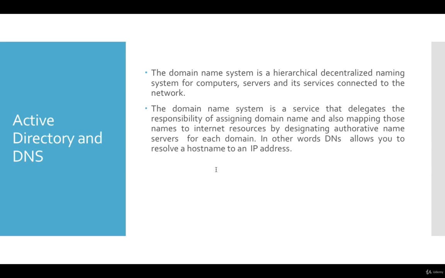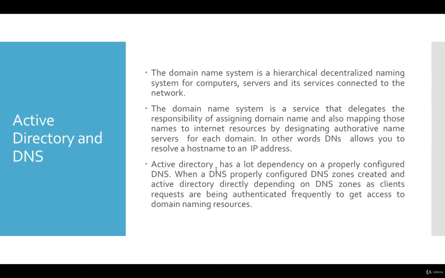The domain name system is a service that delegates the responsibility of assigning domain names and mapping those names to internet resources, by the designated authoritative name servers for each domain. In other words, DNS allows you to resolve a host name to an IP address. Active Directory has a lot of dependency on properly configured DNS. When DNS is properly configured, DNS zones are created, and Active Directory directly depends on DNS zones, as clients' requests are authenticated frequently to get access to domain naming resources.